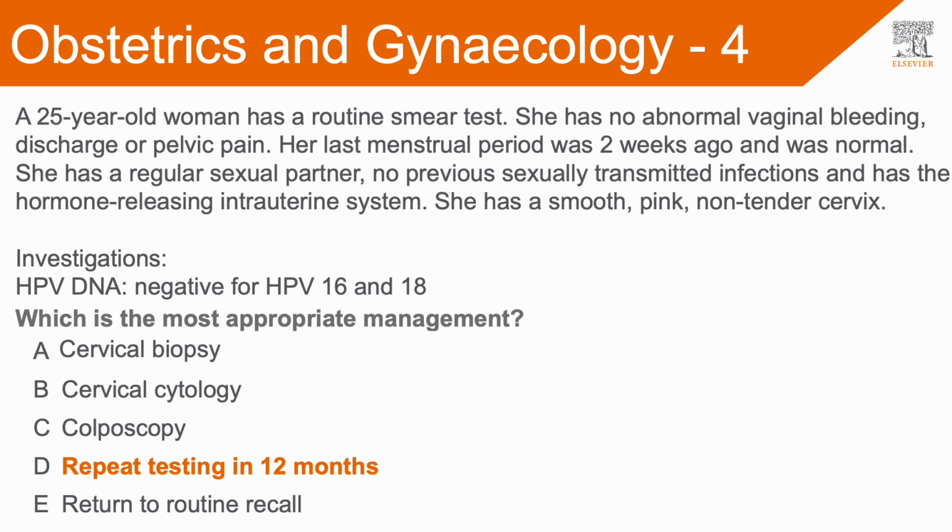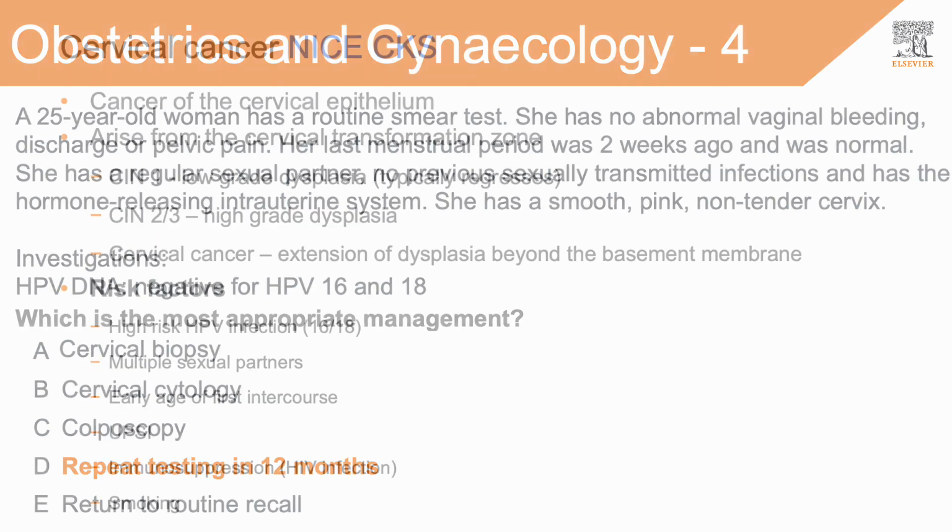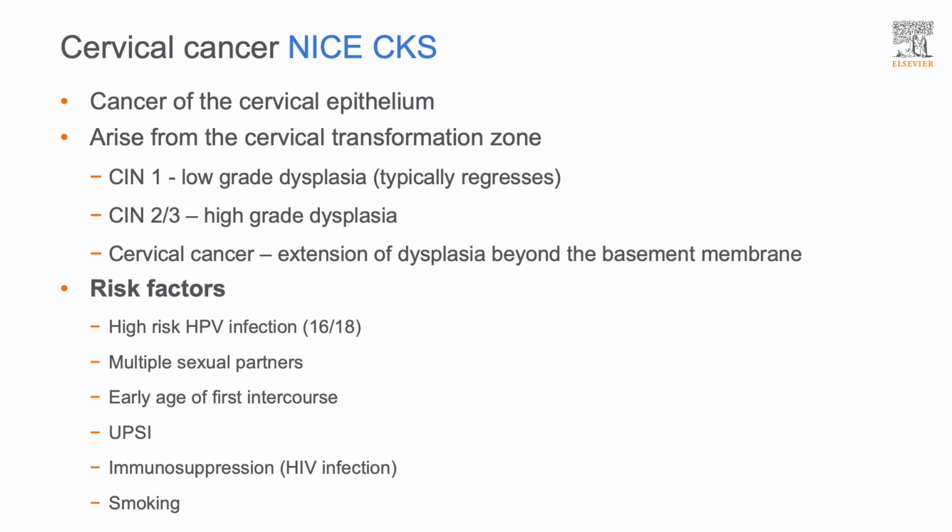So this question is assessing your understanding of the cervical screening programme in the UK. The correct answer is D, repeat testing in 12 months. So the cervical screening programme in the UK is set up to detect cases of cervical cancer. Cervical cancer is a cancer of the cervical epithelium, which typically arises from the cervical transformation zone. Most cases relate to a squamous cell carcinoma, however, adenocarcinomas can develop.